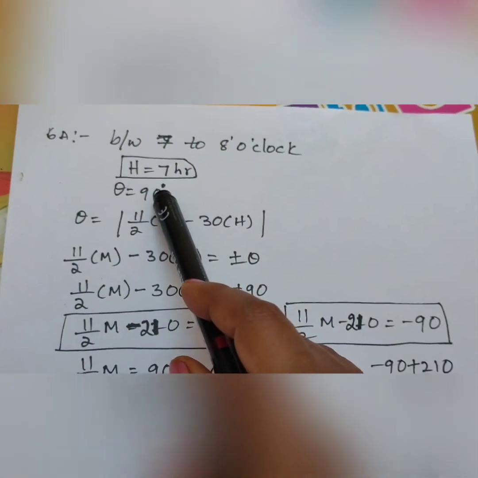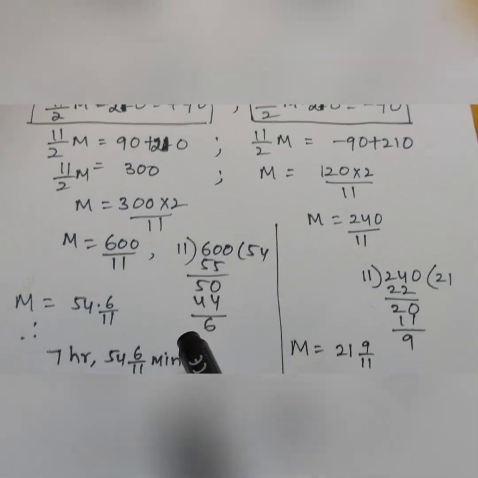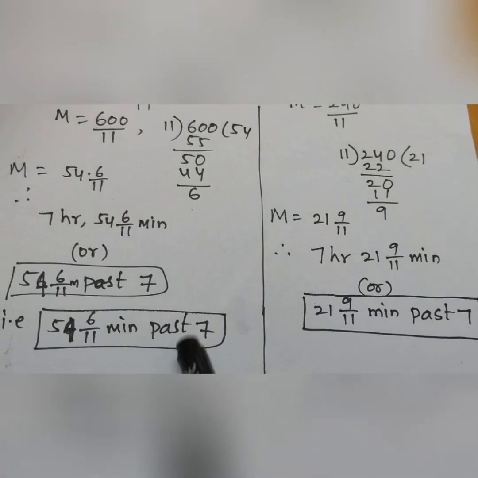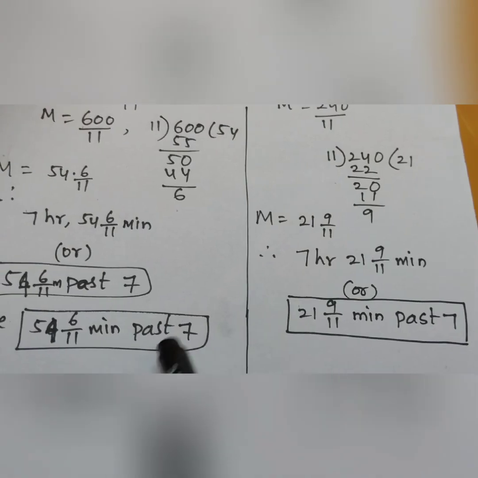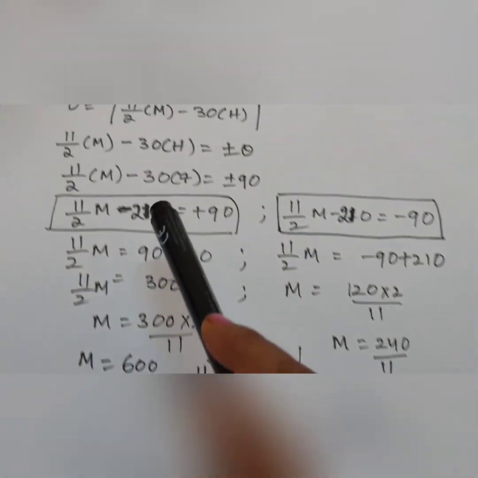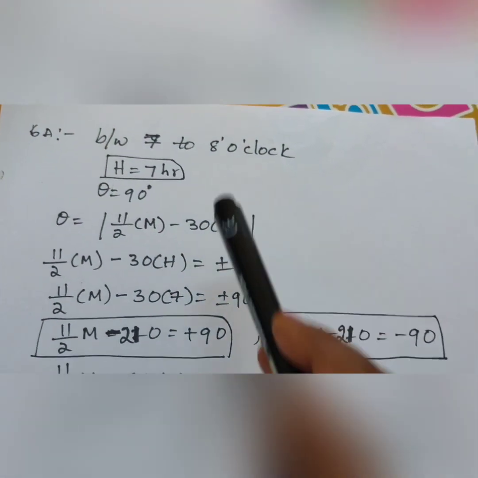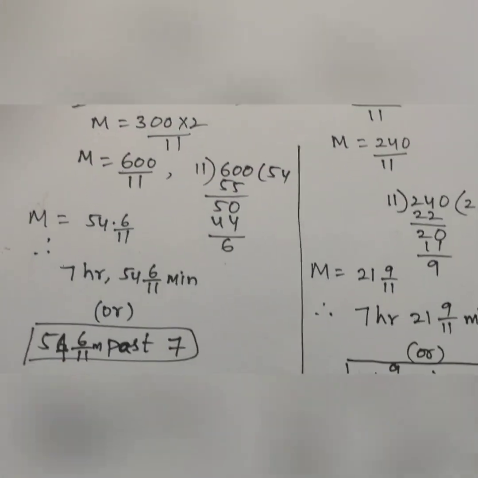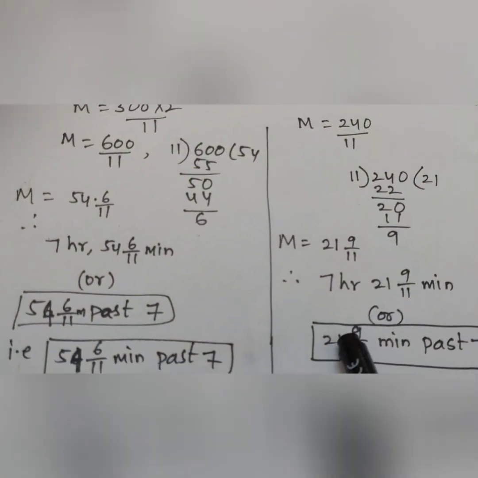So when the question comes in the exam you will get options A, B, C, D. So in these two answers, whichever is there in the given option, you can go for that option. Okay, these two are the possible timings where theta is 90 degrees between the time 7 o'clock to 8 o'clock. Okay students, so in this way we can find the time and also angle.